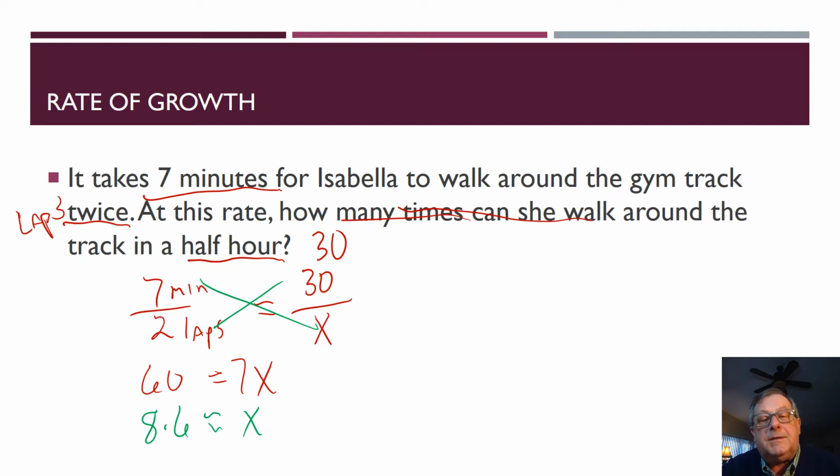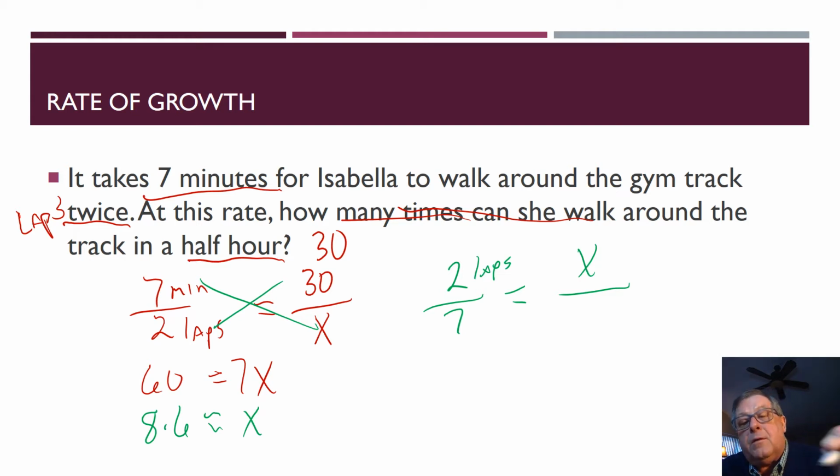Now, what if I set it up the other way? Just out of curiosity, I want to show that it doesn't really matter how we set it up as long as we're consistent with how we set it up. Let's say I said she can walk 2 laps in 7 minutes. And now how many laps can she walk if it's 30 minutes? Well, since I had laps in the numerator, I'd want laps in the numerator of my proportion. So I put my x variable there, and the number of minutes in the denominator, 7 minutes, 30 minutes, and then we solve it the same way.